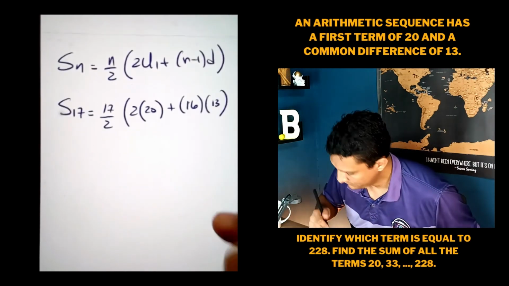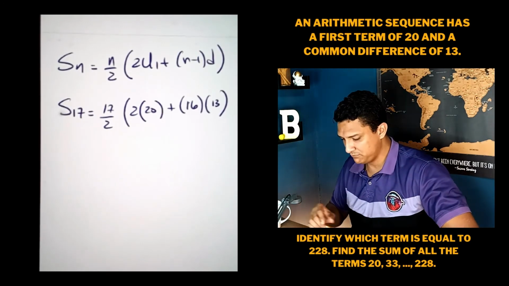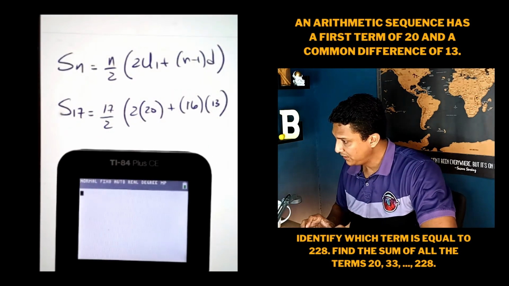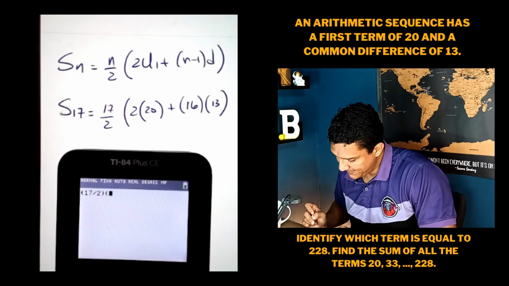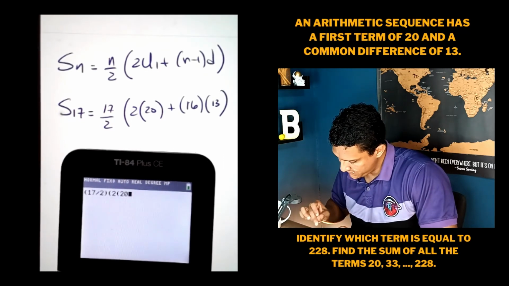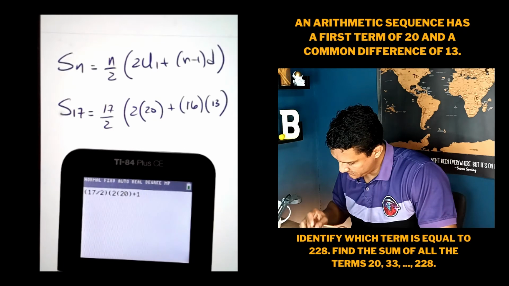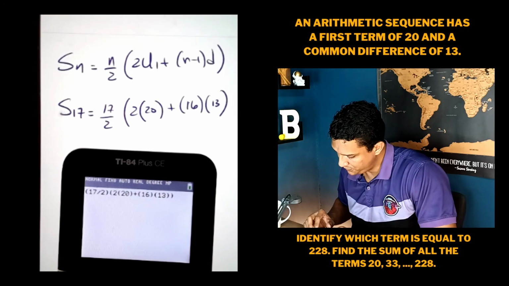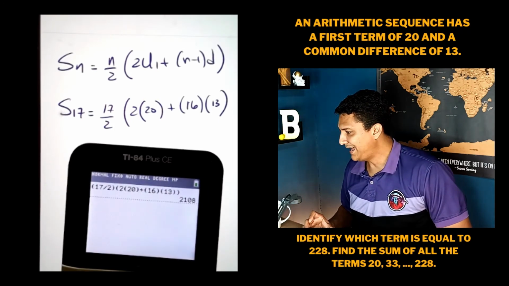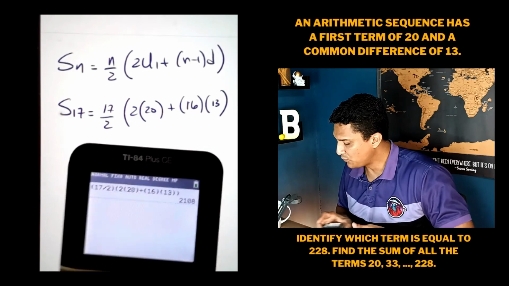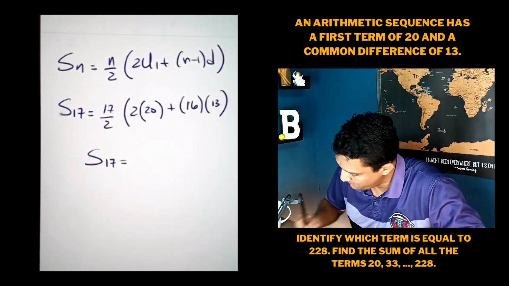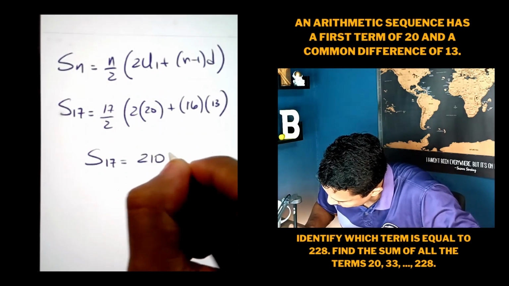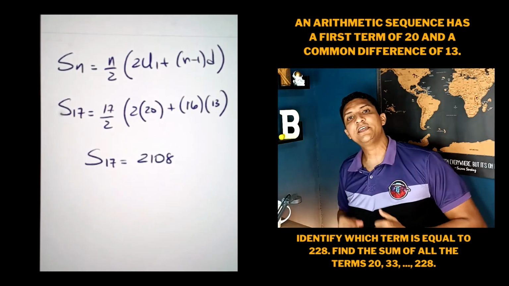Okay. So I'm going to be just putting all this information in my calculator. I want to multiply 17 over 2 times 2 times 20 plus 16 times 13, and then close parentheses. And as you can see, the answer is 2108. So the sum of the first 17 numbers is 2108. I hope that you found this answer.